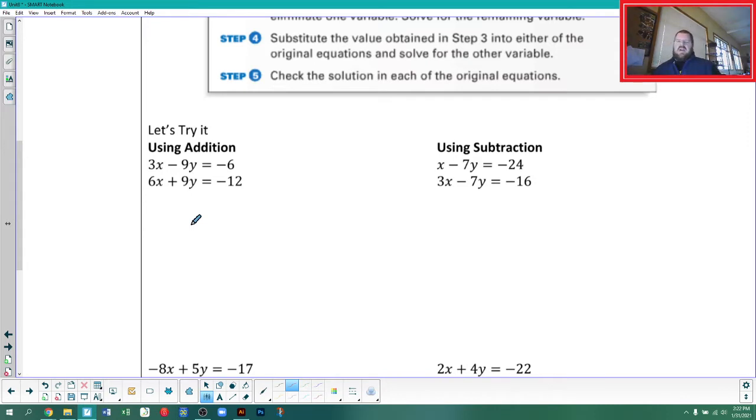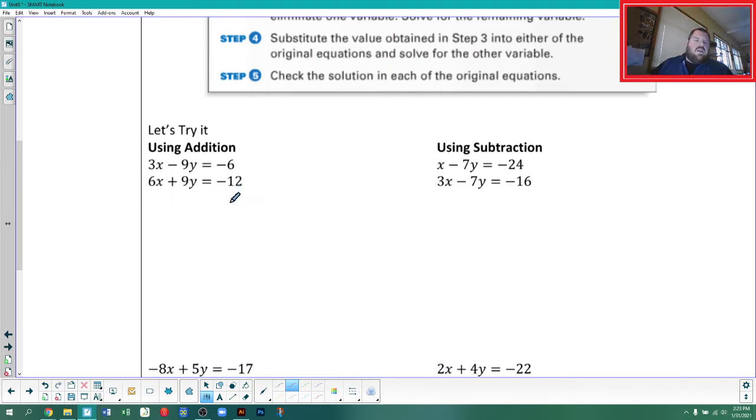When I look at this first one, I see that I have 3x minus y equals negative 6, and 6x plus y equals negative 12. So the x's, y's, and equal signs, and even the numbers, are stacked on top of each other. That's step 1. If it's not written that way, you have to go back and write it that way. And like I said, these are both in standard form. That's the norm when looking at elimination. It's not required, but it's what you're going to see most often.